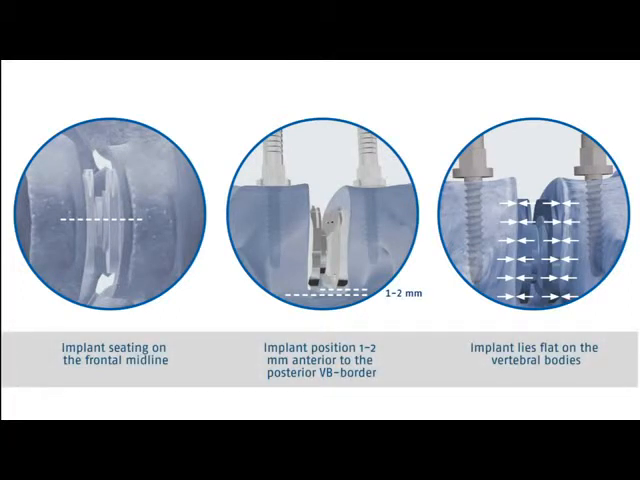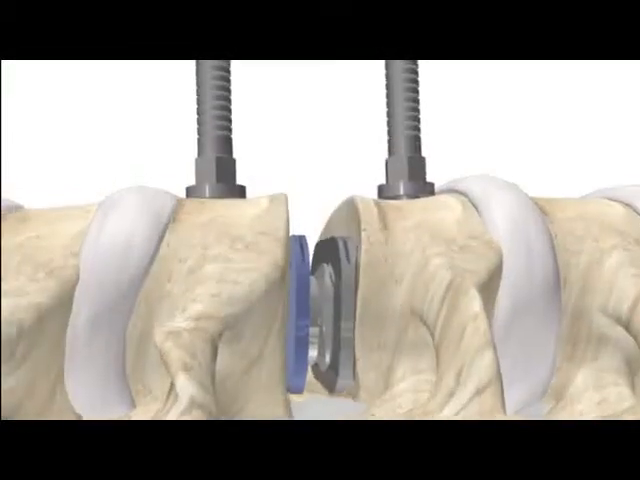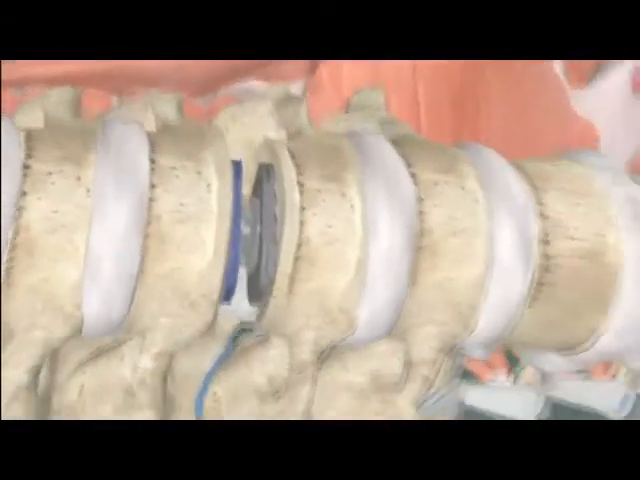The ROTAIO is positioned on the anterior midline and is 1 to 2 mm anterior to the posterior border of the vertebral body. The implant is seated correctly in the intervertebral space and is lying flat on the vertebral body. If these criteria are met, the incision may be closed in a conventional manner.